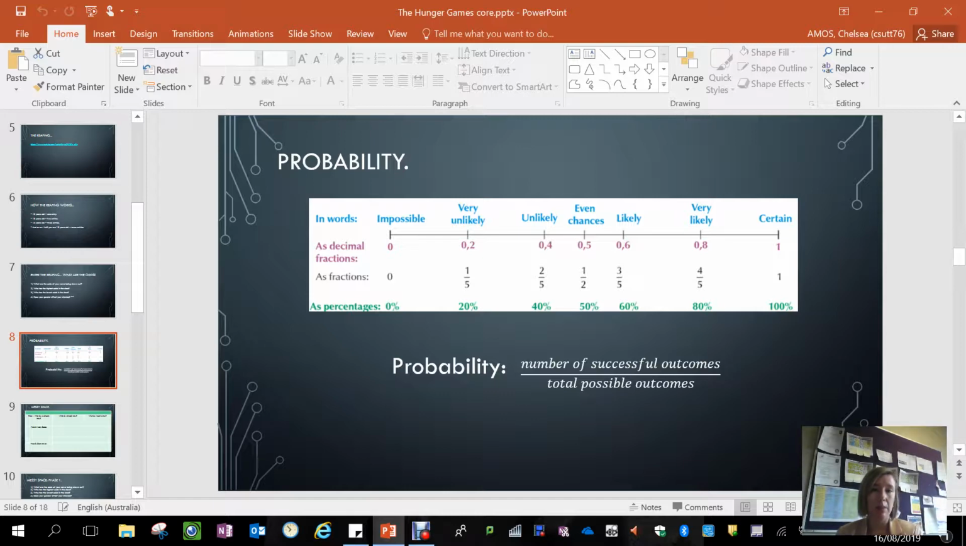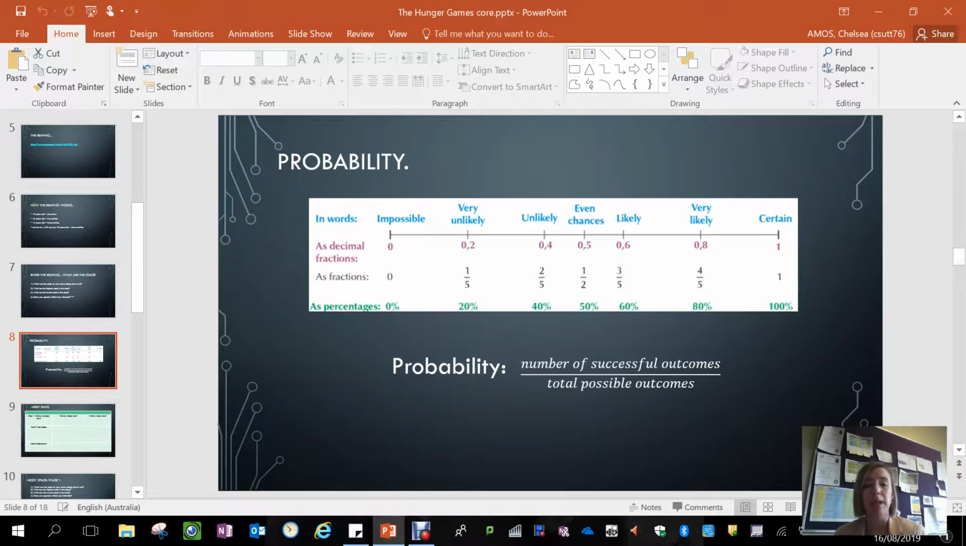So probability can be described in words, as decimals, as fractions, and as percentages, and you can see that probability scale there, and it ranges from 0, it's never going to happen, through to certain, it is absolutely going to happen. And we're going to have a focus on fractions and percentages. So underneath that chart, have probability there.